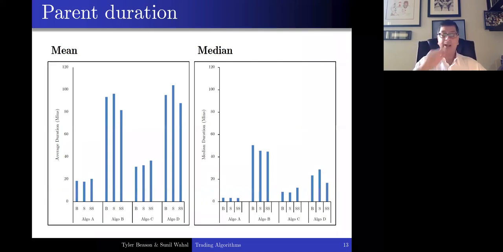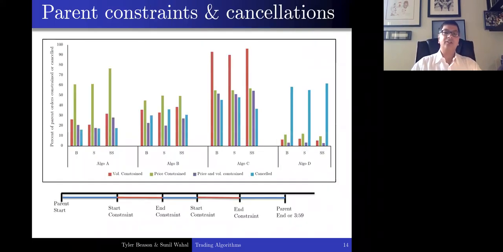So not all algos are built the same way, for obvious reasons. But even at the median, you'll see some of these sit around. This one is relatively short. The most popular one here sits around for 20 minutes trying to trade. So this is not insubstantial.